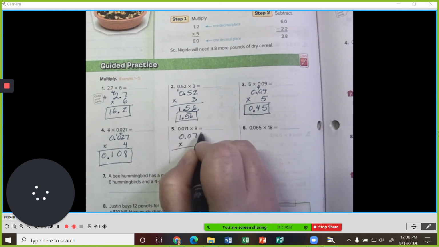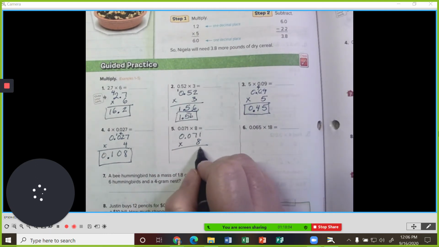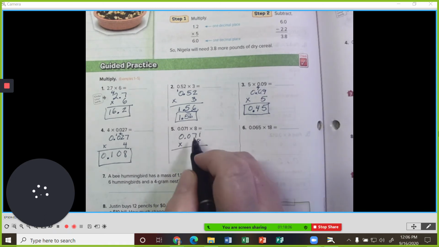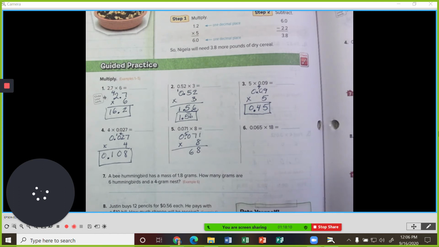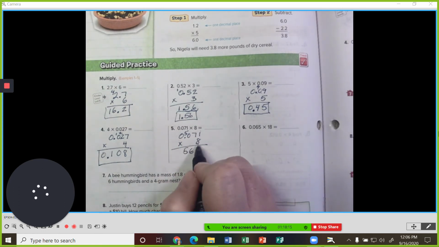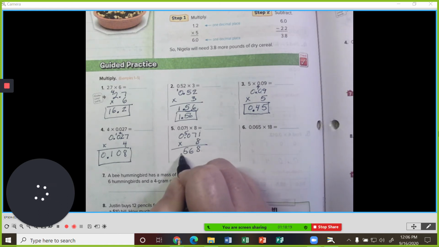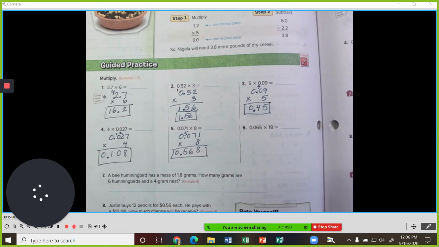8 times 1 is 8. 8 times 7 is 56. Write the 6, carry the 5. 8 times 0 is 0, plus the 5 that we carried is 5. We have 3 decimals in our problem, so we need 3 decimals in our answer, so it's 0.568.